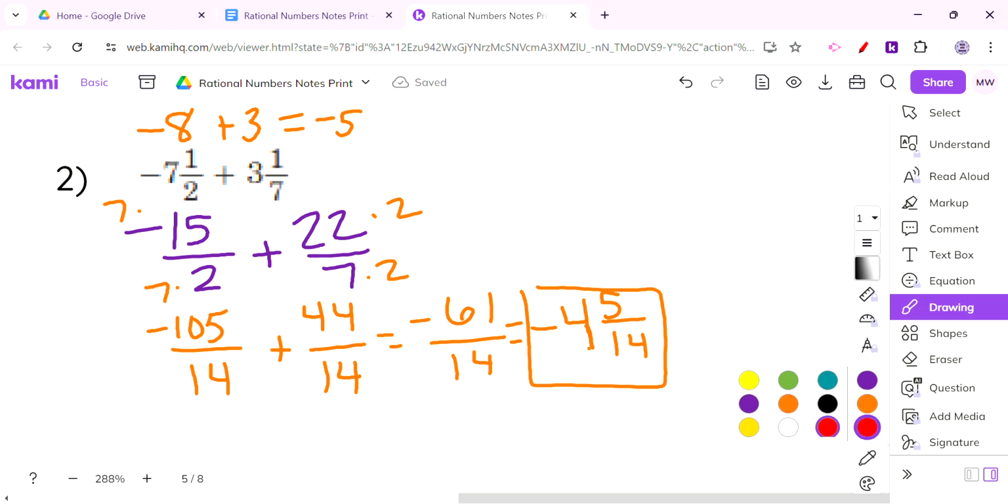Hey, look at that. -5 is pretty close, right? -5 is pretty close to our answer here, which was -4 5/14. So I know I got the answer. I know I have at least the right ballpark of an answer. If I were to have gotten about 10, then that means that I did my integer rules wrong.